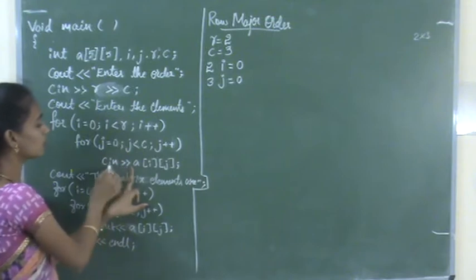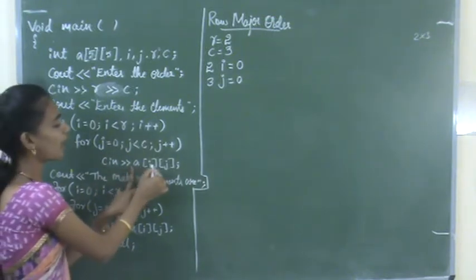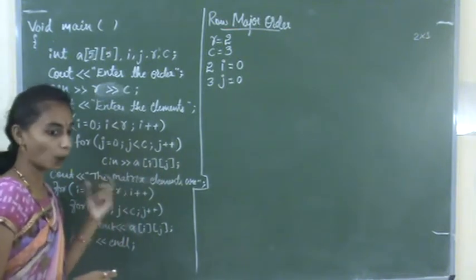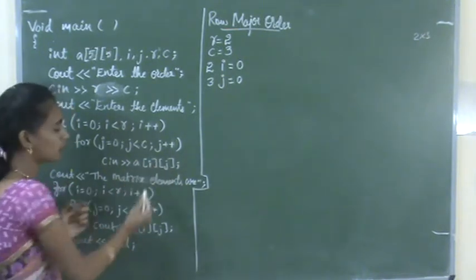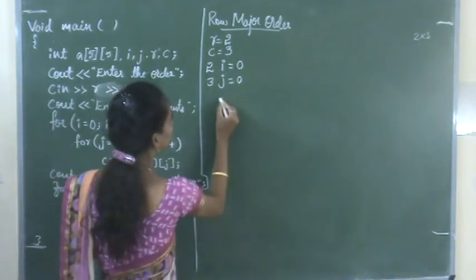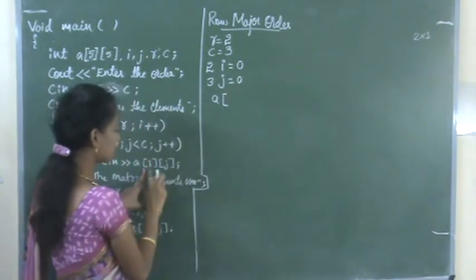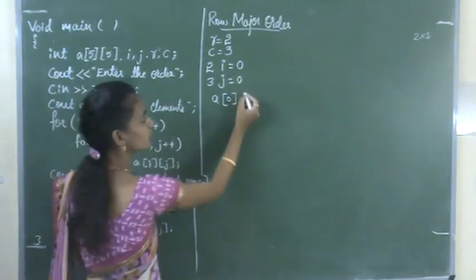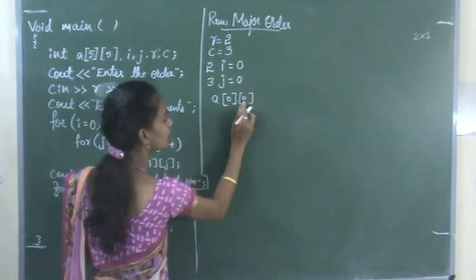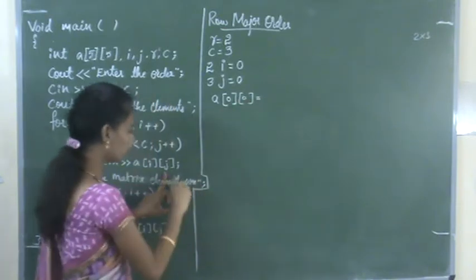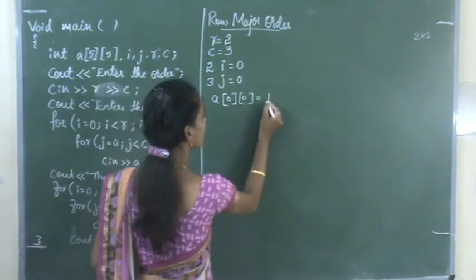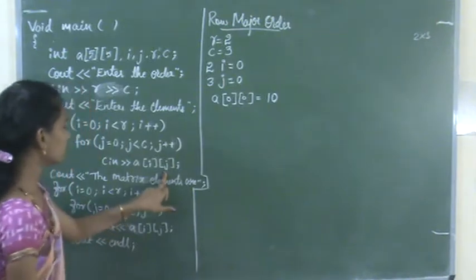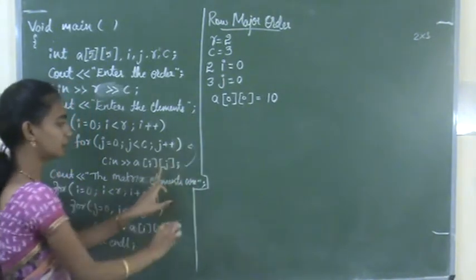What is there in that for loop? We are reading the elements A of I, J. So first we are reading the row element, then column, right? So A of what is I value? I value is 0. What is J value? J value is also 0. Now I need to provide the value for this A of 0, 0. So now I enter value 10. Next, again this loop will be repeated.